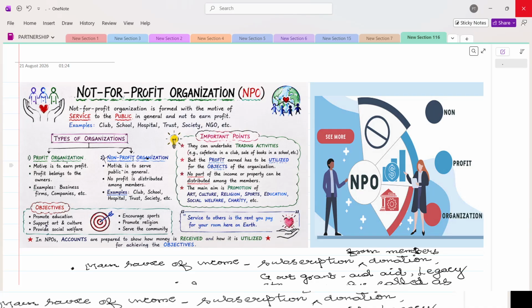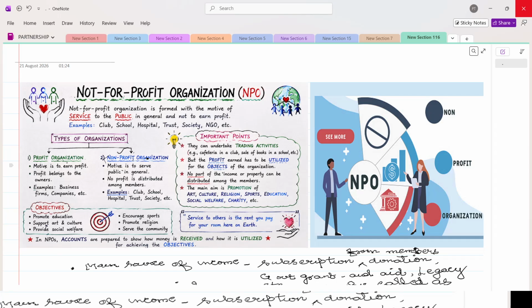And why are these not-for-profit organizations formed? To promote art, sports, culture, religion, etc. To promote education, support the culture and provide social welfare.